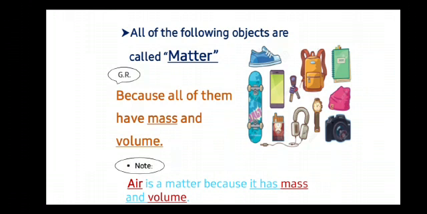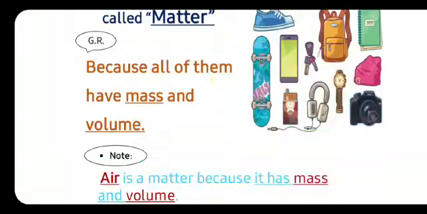So, a new question we have this year: give a reason, or say why. When asked why all of these objects are matter, the answer will be the definition of matter: because all of them have mass and volume. And we have a small note here: air is matter. Why? Because it has mass and volume. Okay?